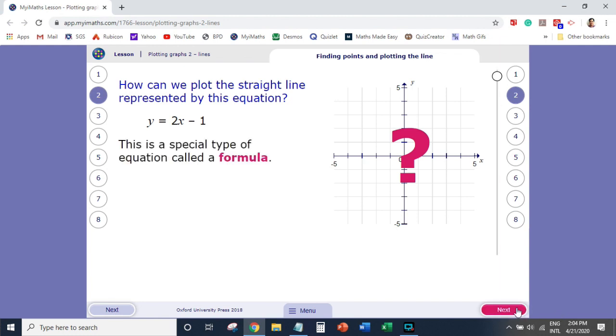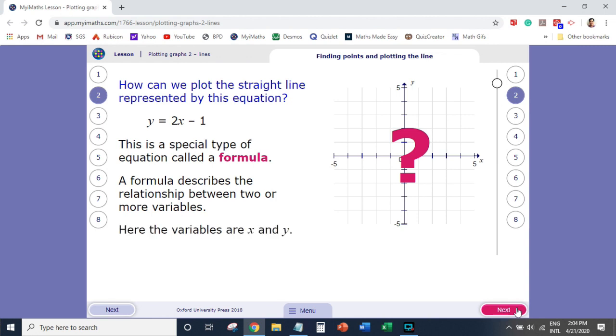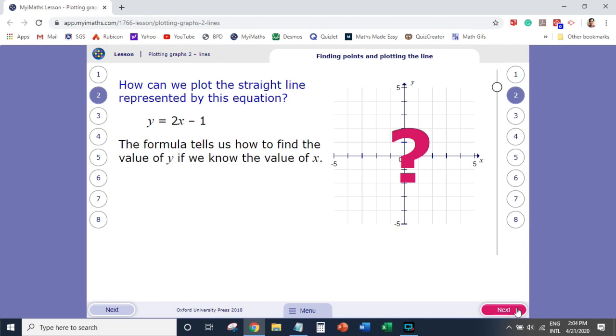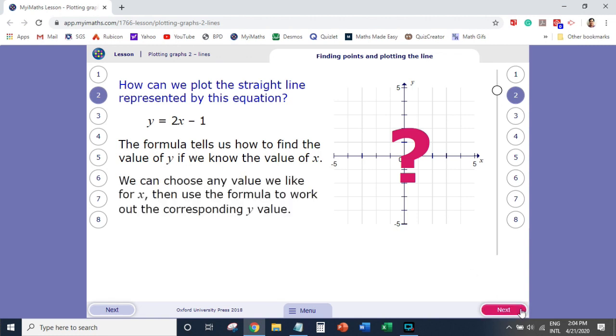So here, this is a special type of equation called a formula. A formula describes the relationship between two or more variables. Here the variables are x and y. The formula tells us how to find the value of y if we know the value of x. Because remember, we need to plot the point with the coordinates of x and y. So we can choose any value we like for x.